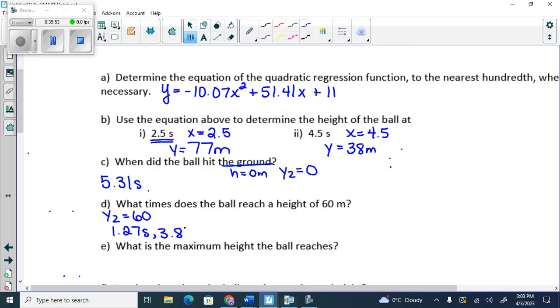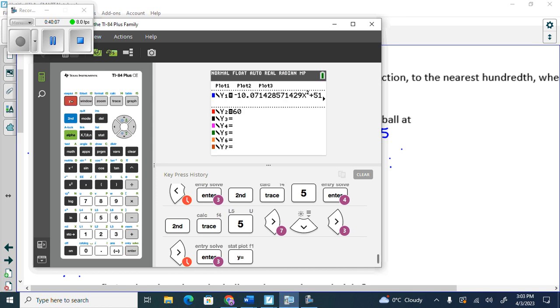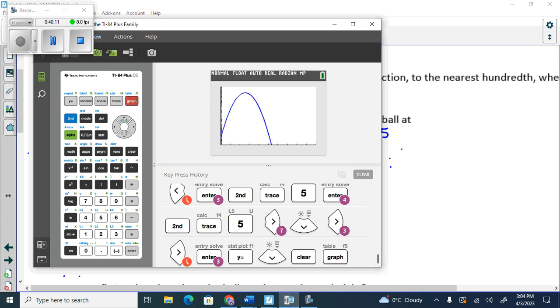So these are the 2 times. The next one says, what is the maximum height? Maximum is the giveaway. You have to find the maximum, so the highest spot it goes. How do we find a maximum? Well, I'm going to go here and clear out my 60 because it's going to annoy me just seeing it in there. So I want to find the maximum of that graph.